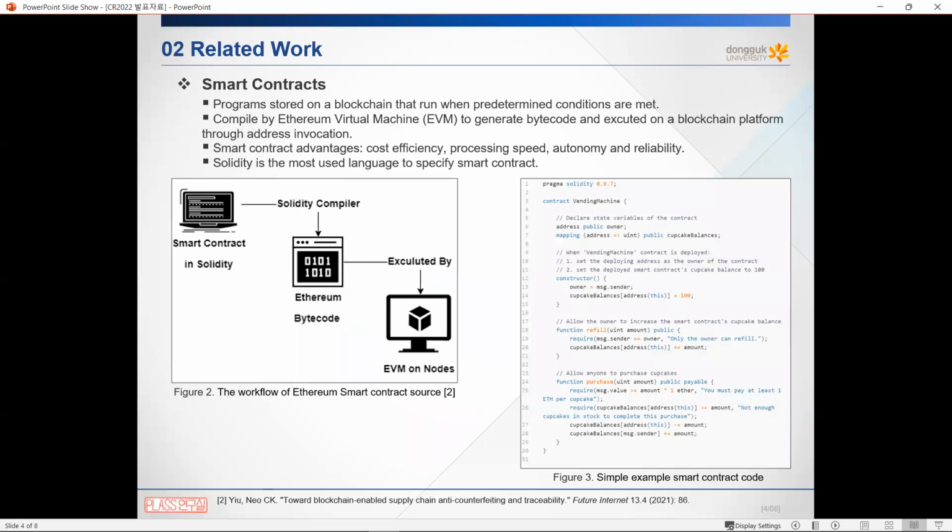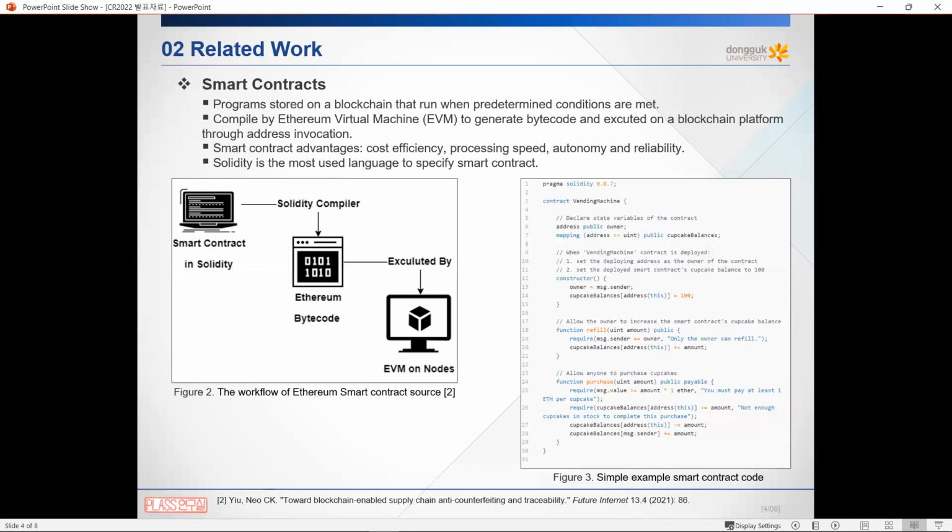Yes, then in the second part, I am going to talk about smart contracts. Smart contracts are programs stored on a blockchain that run when predetermined conditions are met. They are compiled by the Ethereum Virtual Machine (EVM) to generate bytecode and executed on a blockchain platform. We have some smart contract advantages such as code efficiency, processing speed, and autonomy and deniability.